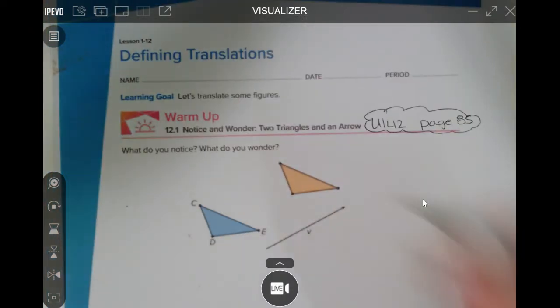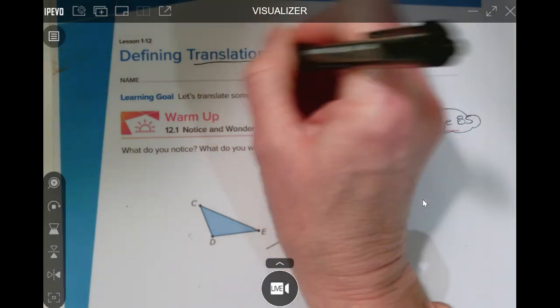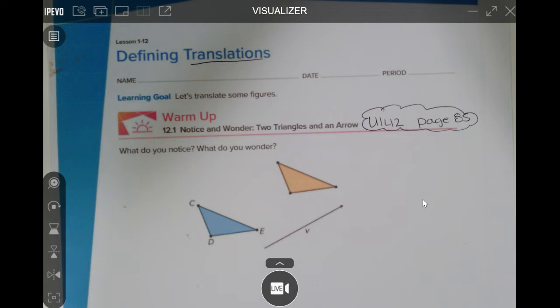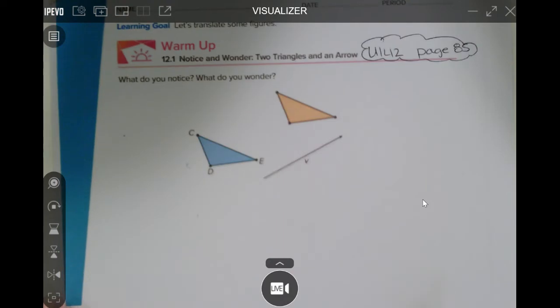So if I could slide my paper down. We are doing translations on blank paper, which means for this lesson today, make sure you have your protractor, straight edge, and your compass handy to do these translations. So let's first look at the diagram that we're given on our page.